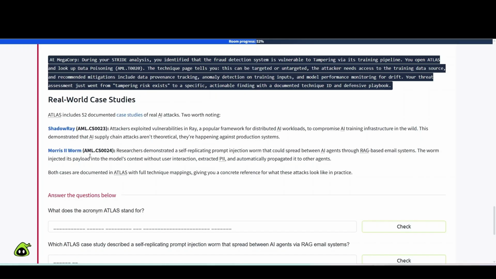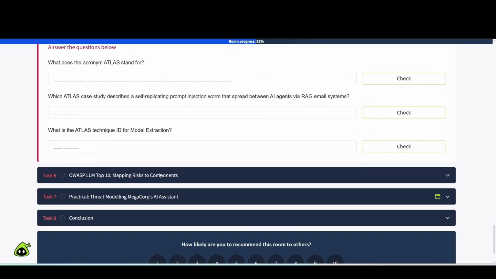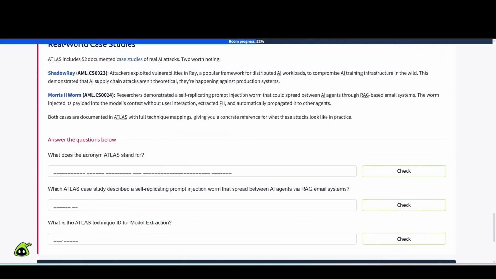Morris II worm, AML.CS0024. Researchers demonstrated a self-replicating prompt injection worm that could spread between AI agents through RAG-based email systems. The worm injected its payload into the model's context without user interaction, extracted PII, and automatically propagated it to other agents. Both cases are documented in Atlas with full technique mappings, giving you a concrete reference for what these attacks look like in practice. All right, so you see how everything works together to help secure your organization and your AI infrastructure. But once again, we have questions here.